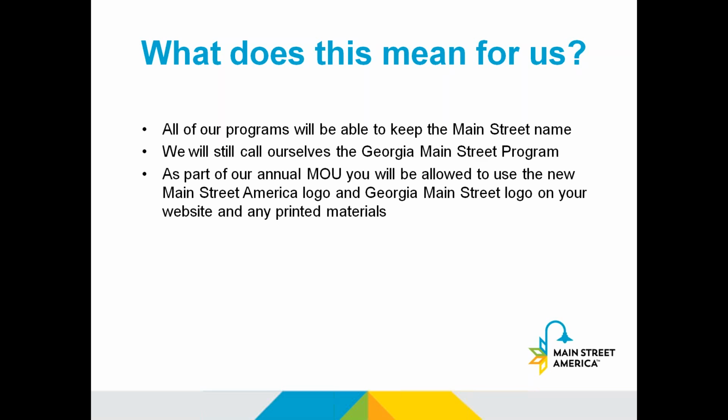As part of our annual MOUs that we sign with each community, you will be allowed to use this logo and the Georgia Main Street logo on your website and any printed materials that you do. So basically the way it works is that we license the name from the National Main Street Center as the state coordinating program. And then when we have MOUs with all of our communities, that is you being able to license the name and use it from us. So we have to have agreements with all our communities in order for you to be able to use that logo.